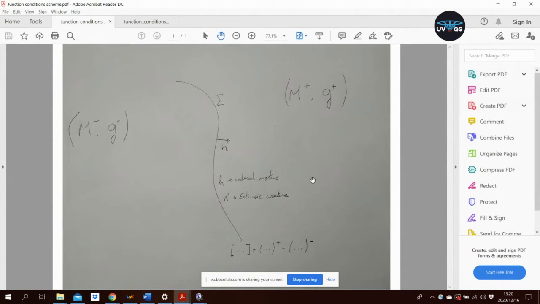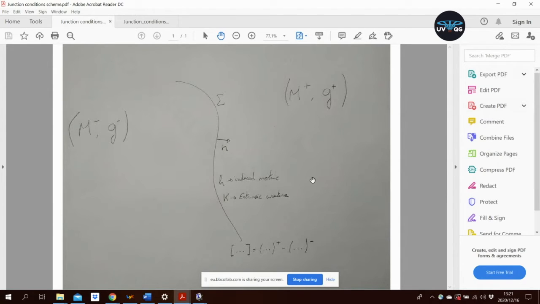Because Adrian was asking this morning that sometimes you impose the continuity of the whole metric, and other times you impose only the continuity of the induced metric. I mean, they are equivalent. If the induced metric is continuous, you are certain that you can have a coordinate system in which the metric of the whole spacetime is going to be continuous.